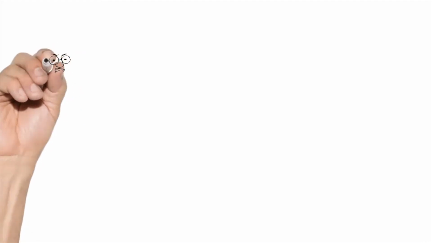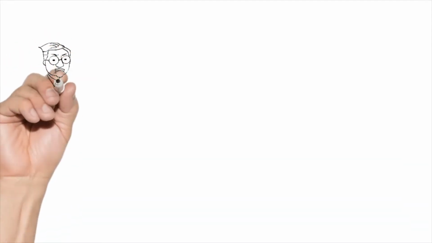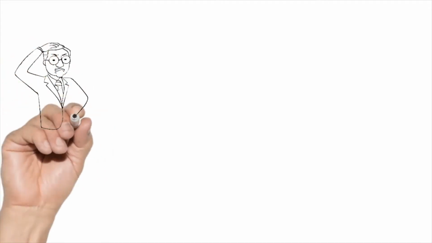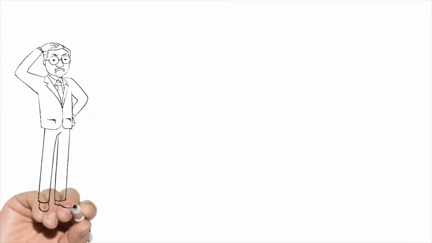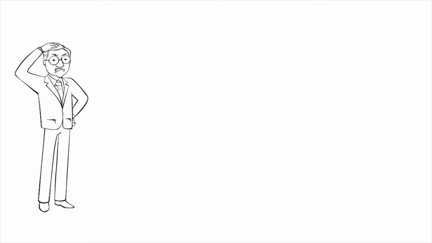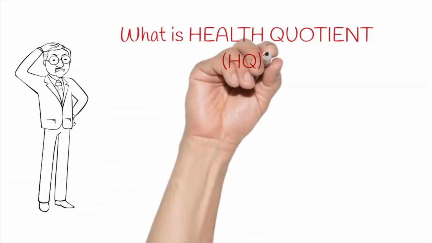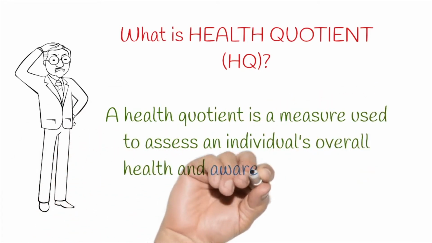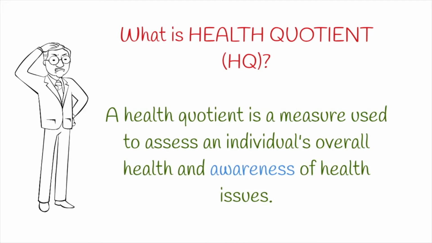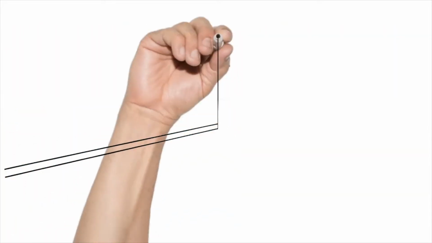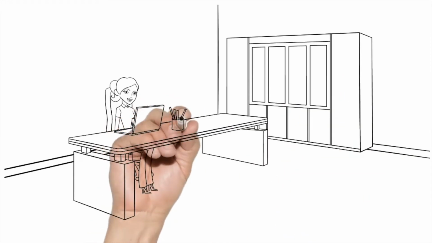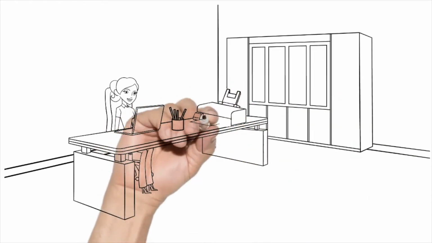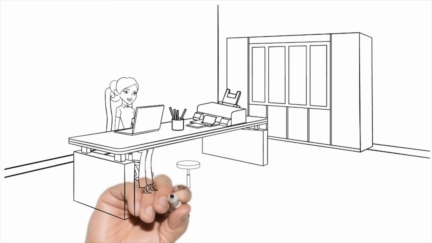We will move into the second Q, which is called Health Quotient. If you see from the definition which is used in the Western world, Health Quotient is a kind of questionnaire which is provided by health practitioners. Health Quotient is a measure used to assess an individual's overall health and awareness of health issues. So here also, the important word is awareness. Even the medical fraternity believes that health quotient is nothing but being aware of your health issues.